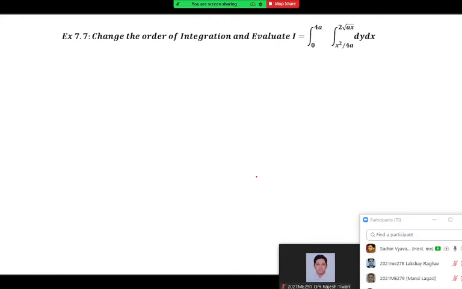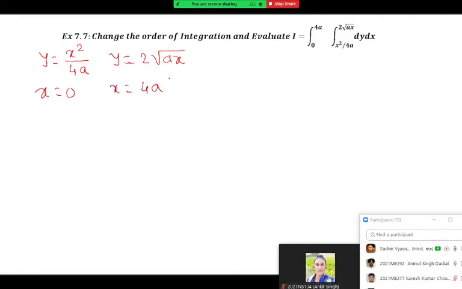Our aim is to evaluate the integral from 0 to 4a, integral from x square upon 4a to 2 root ax, dy dx. Remember, the order is correctly given there, dy dx, because you will observe that the inner limits are in terms of x, so the inner variable should be y. So the region is bounded by y equal to x square by 4a, y equal to 2 root ax, x equal to 0 and x equal to 4a. So these are the four curves we get.